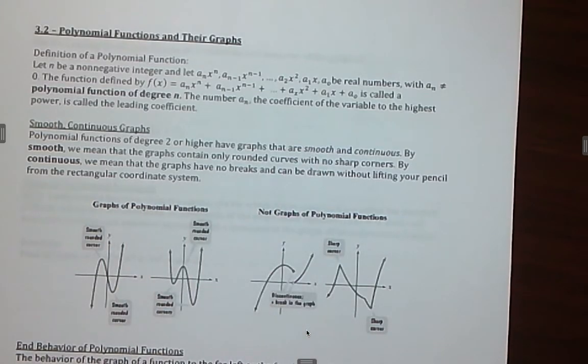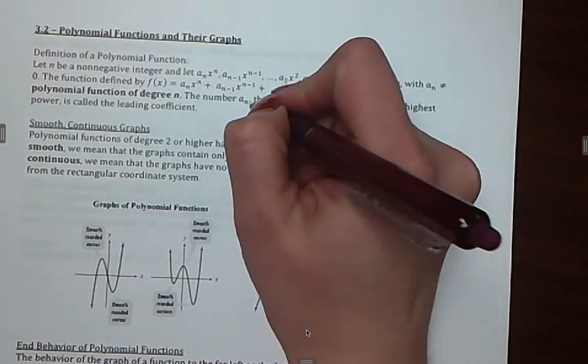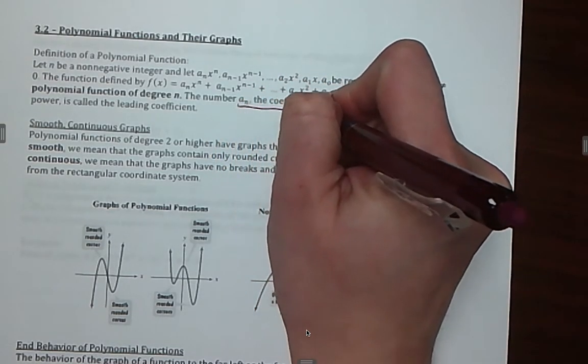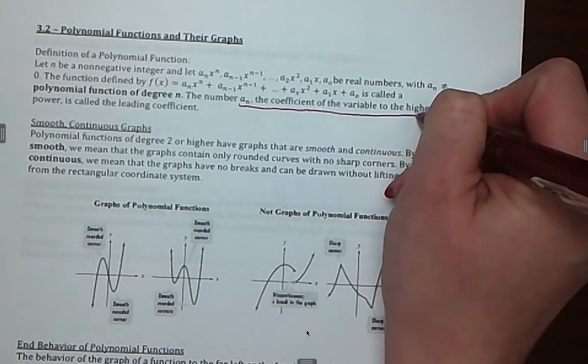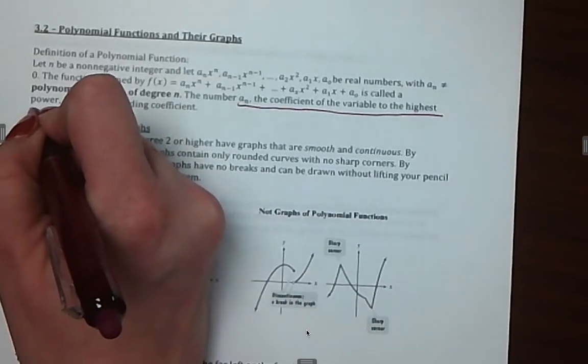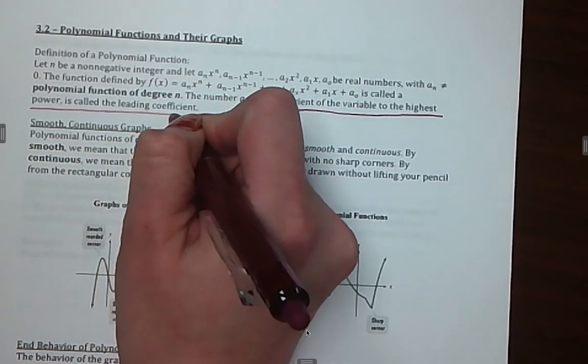One of the things we're going to look at the most is a sub n, which is just the coefficient of the variable to the highest power, or the leading coefficient. That's going to determine the shape of our graph.